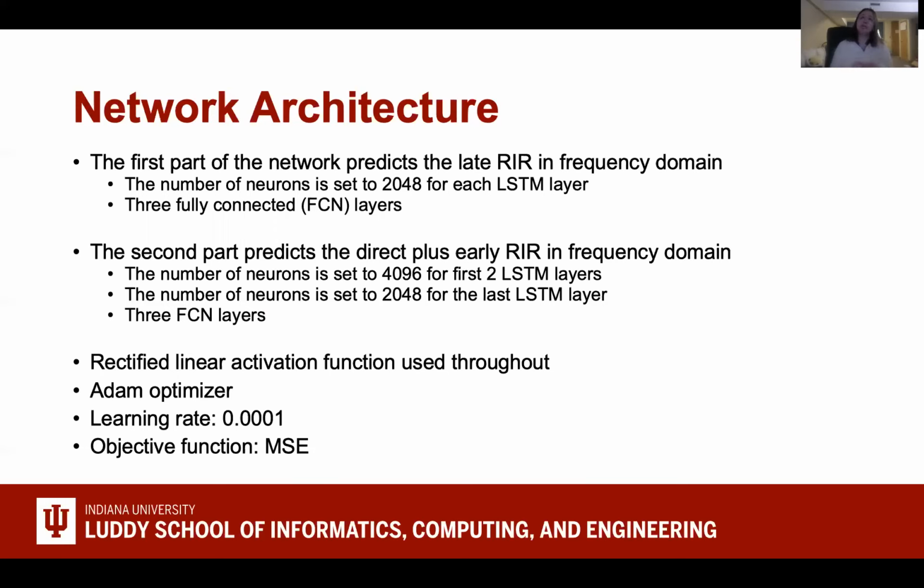And for the joint FCN network, the first part is 3 fully connected layers, and the second part is 3 fully connected layers. And we use the rectified linear activation function throughout the whole 2 different networks. And we use Adam optimizer and learning rate 0.0001. And the objective function is the mean square error.